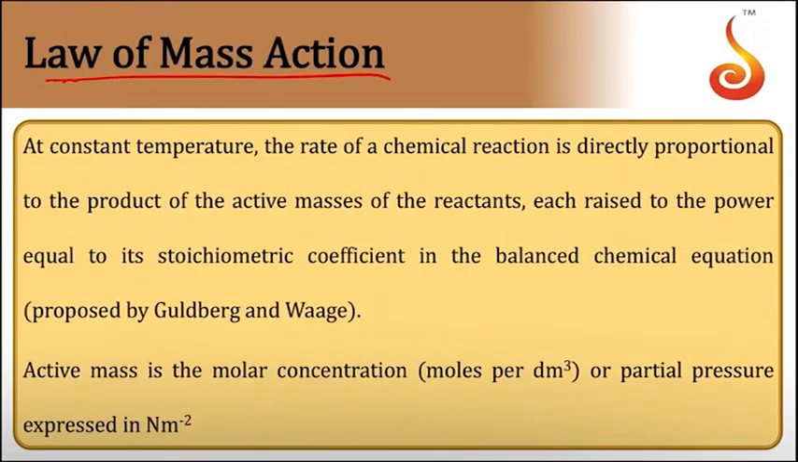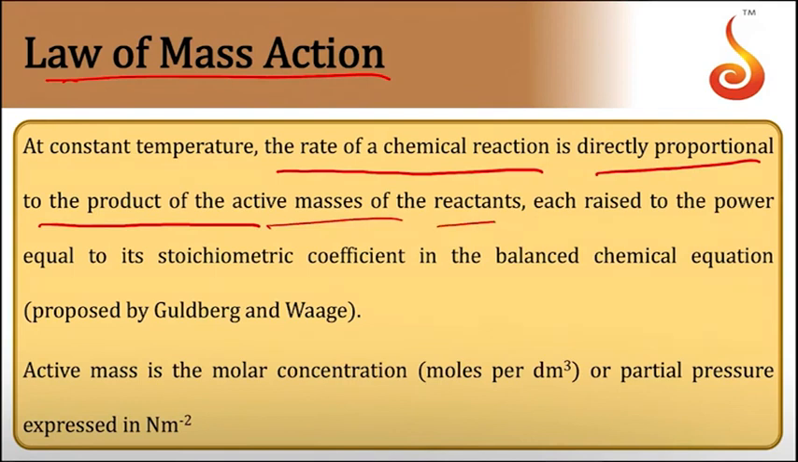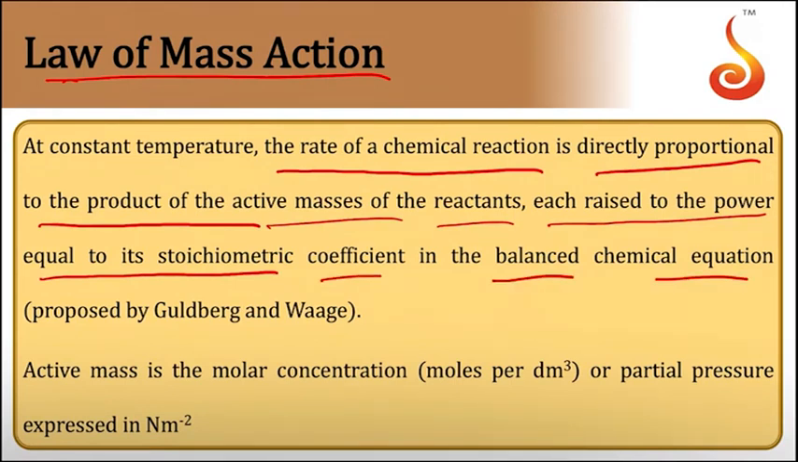Then comes law of mass action. Law of mass action says that at constant temperature, the rate of a chemical reaction is directly proportional to the product of active masses of reactants, each raised to the power equal to its stoichiometric coefficient in the balanced chemical equation. It was proposed by Goldberg and Waage.